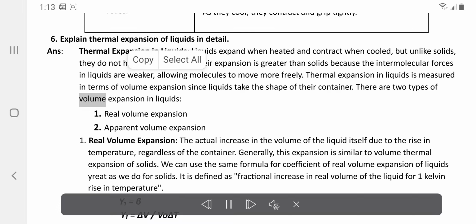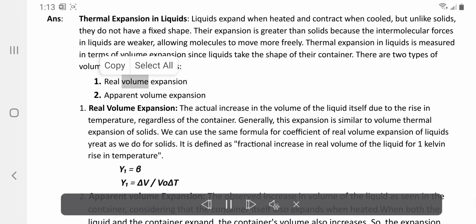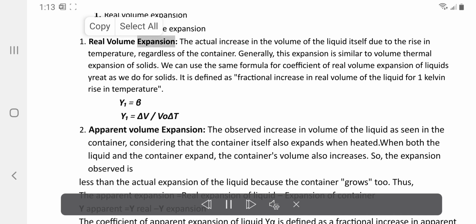There are two types of volume expansion in liquids: real volume expansion and apparent volume expansion. Real volume expansion is the actual increase in the volume of the liquid itself due to the rise in temperature, regardless of the container. Generally, this expansion is similar to volume thermal expansion of solids. We can use the same formula for the coefficient of real volume expansion of liquids as we do for solids. It is defined as the fractional increase in real volume of the liquid for 1 Kelvin rise in temperature. Gamma real equals delta V over V delta T.